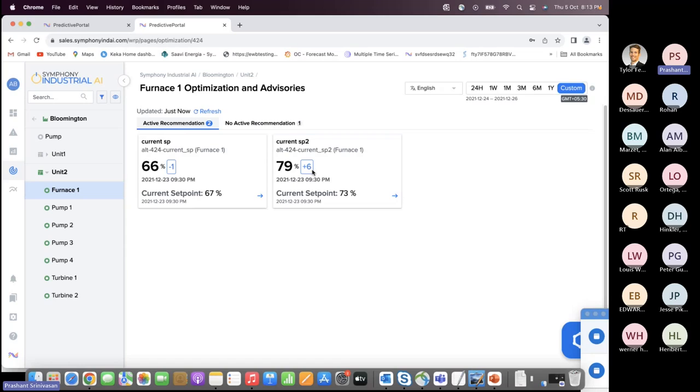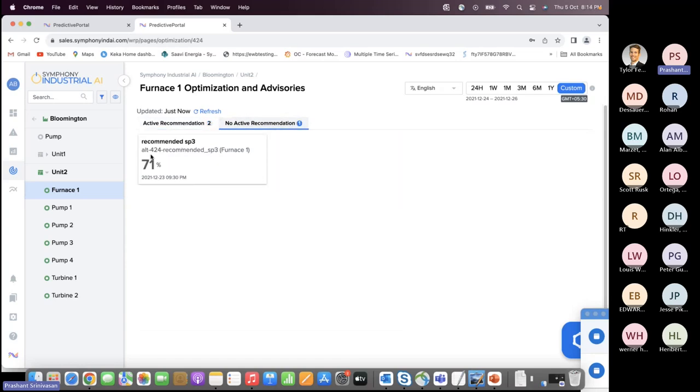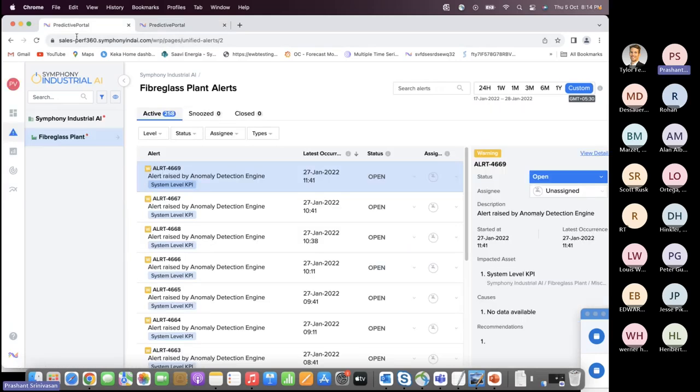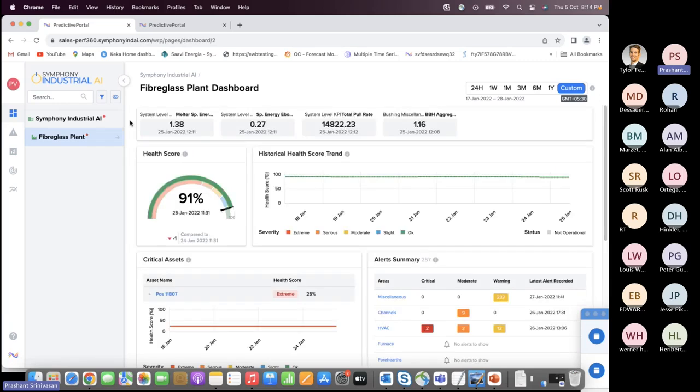Once the operator takes the action, these recommendations would become non-active because the operator has already acted on those. And as the operator acts on the set points, you can then track your temperatures using those time series plots, and you can also track your KPIs. You could look at how it is impacting specific energy and so on over different windows of time.